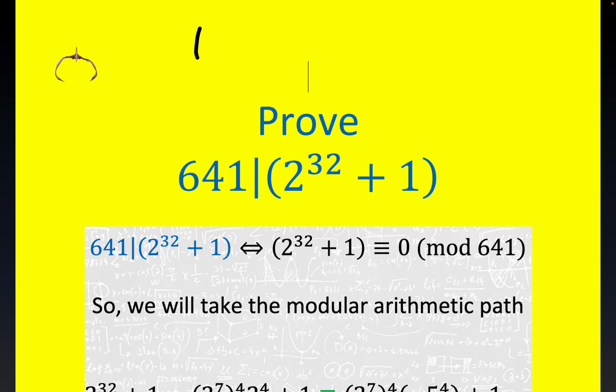Hey everybody, before we jump into this historic result about Fermat numbers, I want to briefly talk to you about the relationship between the divides operator and congruence. 6 divides 30 means that 6 is a divisor of 30, and it certainly is because 30 is equal to 5 times 6. But you can also write this equivalently, denoted by the double arrow, or by the arrow here. You can write this: 30 is congruent to 0.